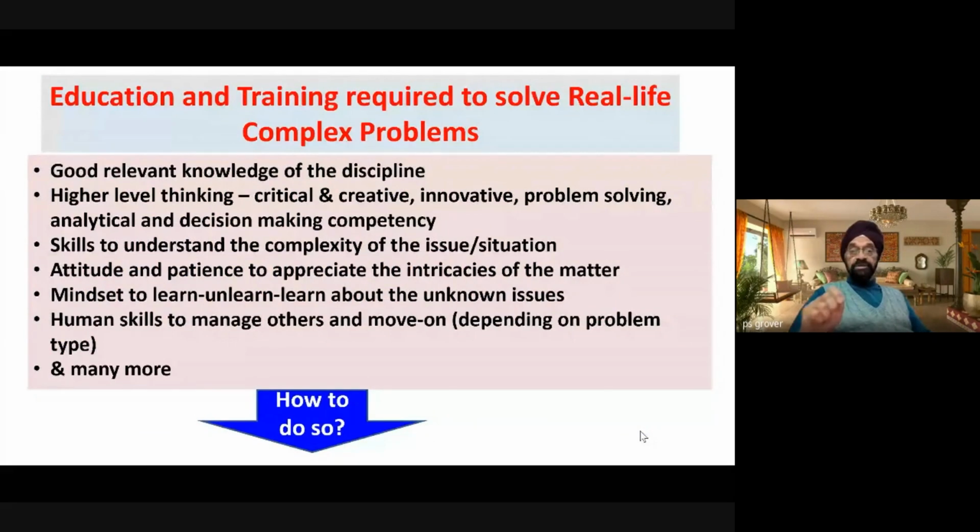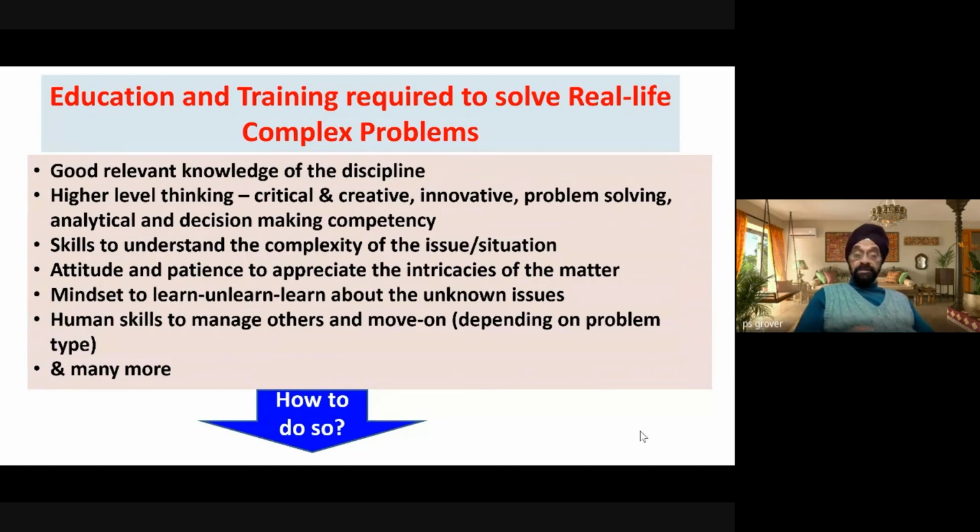So in order to be able to do all this, because the coming time is like this, what kind of education, what kind of instructional methods, what kind of training should we impart to our students? Because the traditional style of teaching and training is not helping us to solve these problems. Education and training required to solve real life problems need good relevant knowledge of the discipline, higher level thinking skills, that is critical thinking, creativity, problem solving, and so on, and skills to understand the complexity of the problem, situation, and issue.